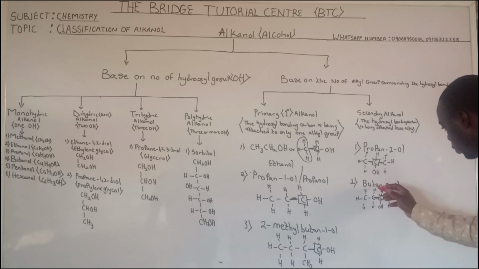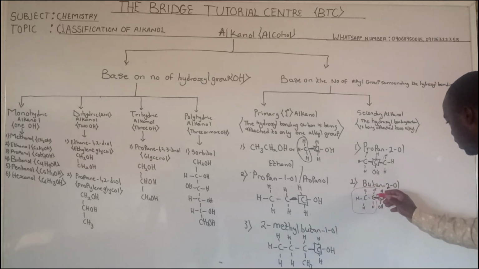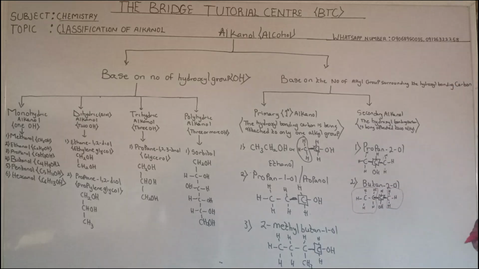So where are the alkyl groups? This is 1, you can see 1 here being attached to it, and another 1 here. Those are the 2 alkyl groups attached to the hydroxyl bonding carbon. But you can see there are 2 different groups: this one is ethyl, and this one is methyl. Doesn't matter. It's still a secondary alkanol.